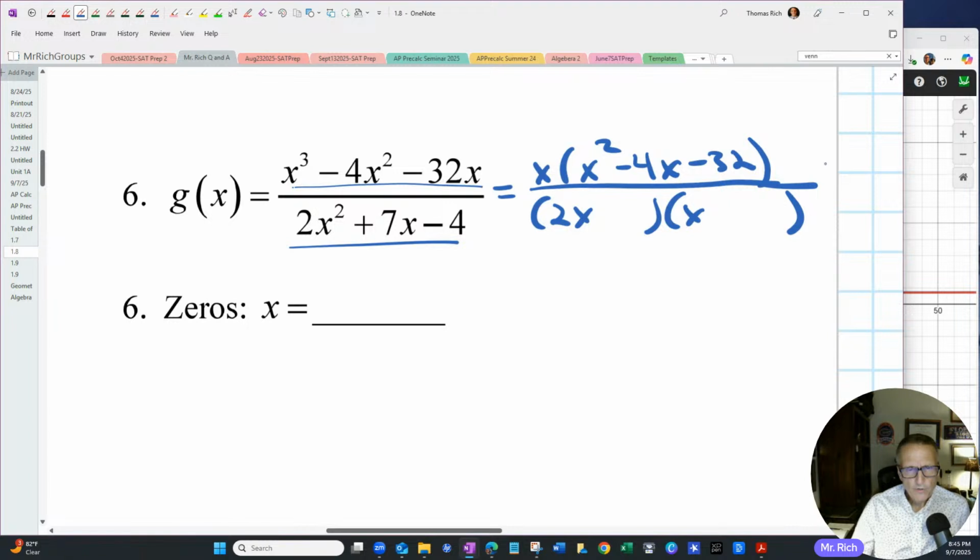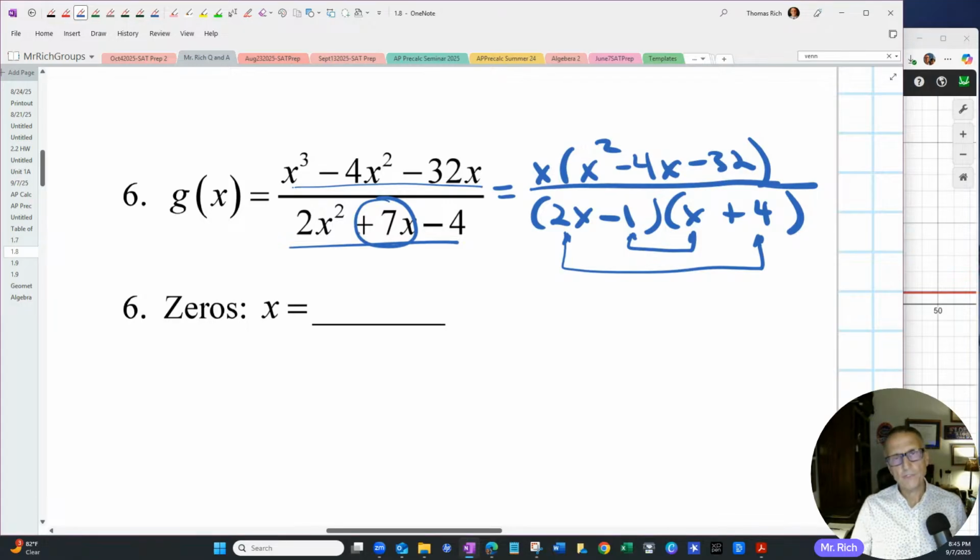And I need two numbers that multiply to be -4, but add to be +7. I think that's going to turn out to be 4 and -1. How did I know that? Because I know that the middle term of a quadratic comes about from the combination of the product of the outer and the inner terms right there. 8x, -1x. That's what produces the middle term 7x. So those are the factors of the bottom.